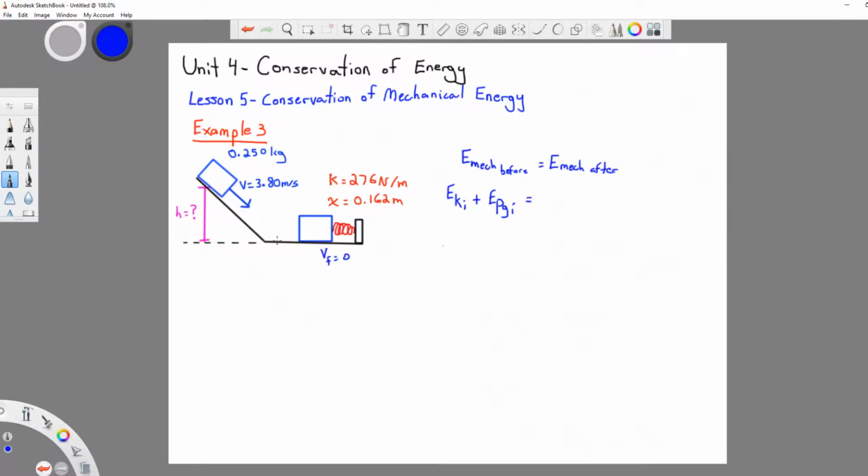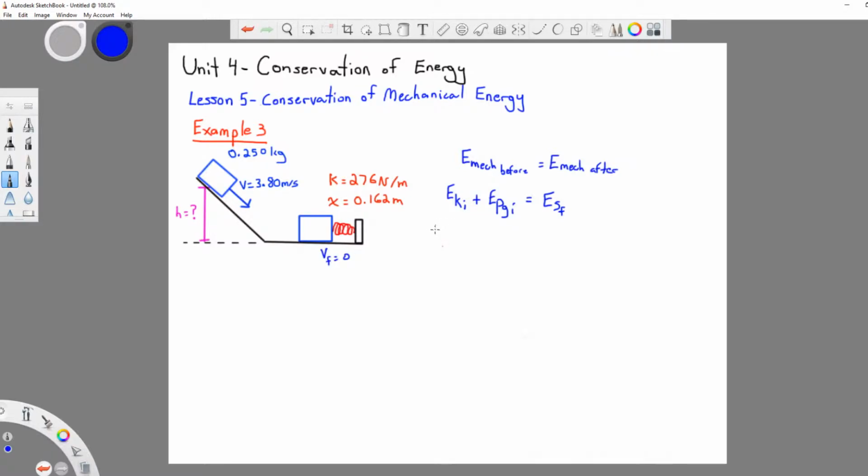And then after, this block no longer has any height, so potential energy is out. This block also comes to rest, so kinetic energy is out. All this block has at the end is spring energy. And that's final. Okay, well, this question is halfway solved. This is honestly the thinking part of this question. Now we can just start filling in our formula, putting numbers in, and finishing it off.